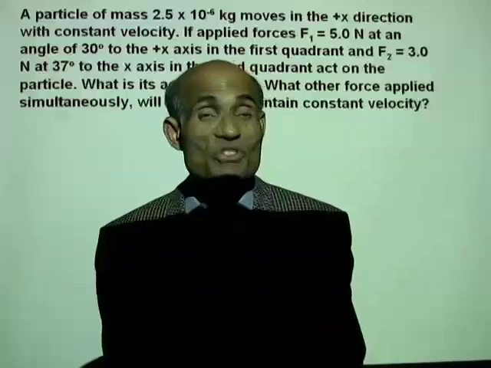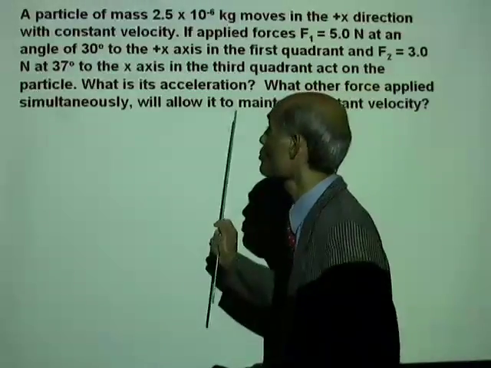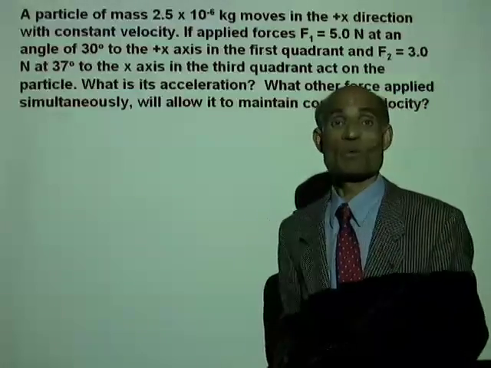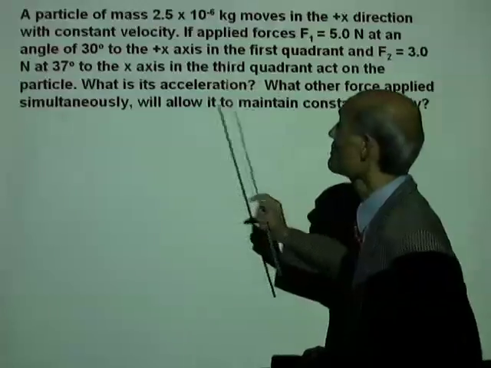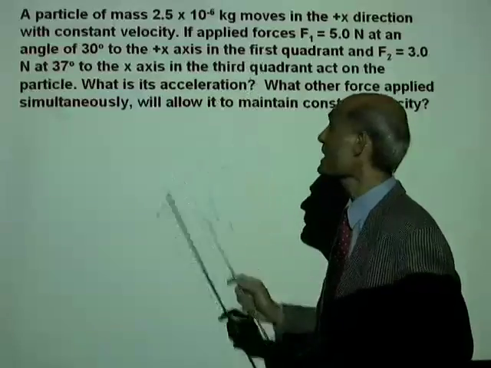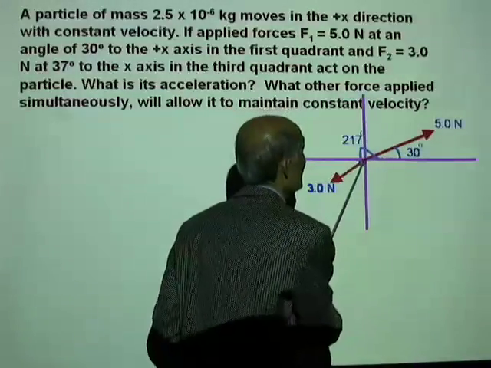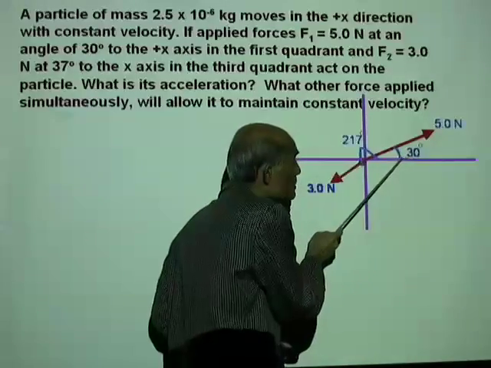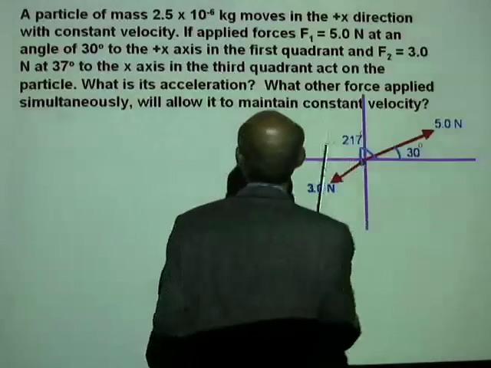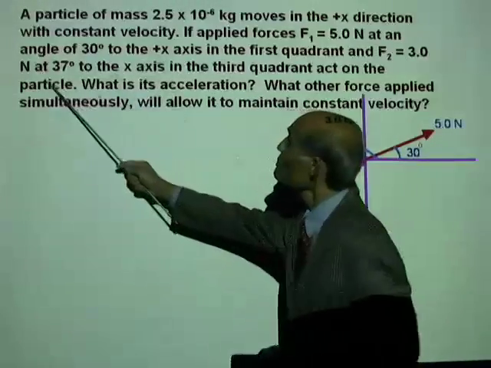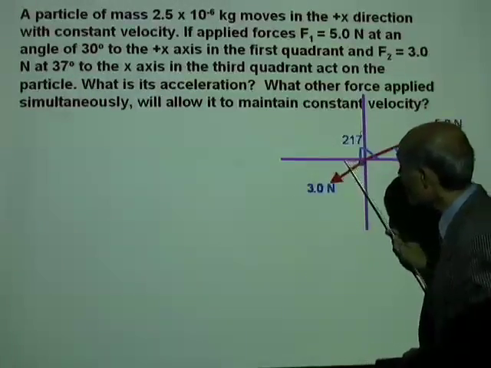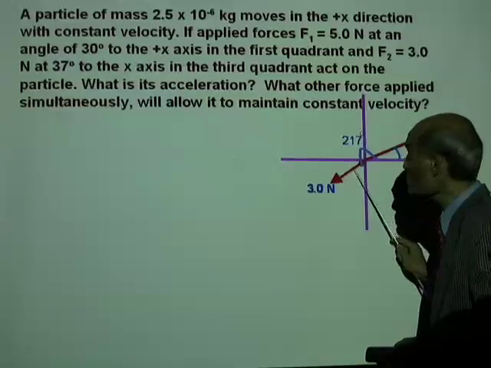Alright, what are the forces acting on this particle? Can you draw these forces in the XY coordinate system? What is the first force? F1 is 5 Newton at an angle 30 degrees to the positive x-axis, that is in the first quadrant. Here, F1 is 5 Newton at an angle 30 degrees in the first quadrant. The second force is 3 Newton at 37 degrees to the x-axis in the third quadrant. That means it is this angle that is 37.